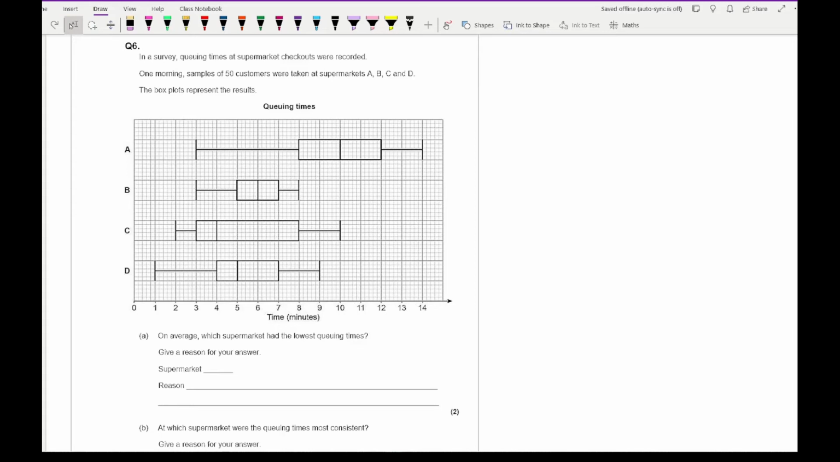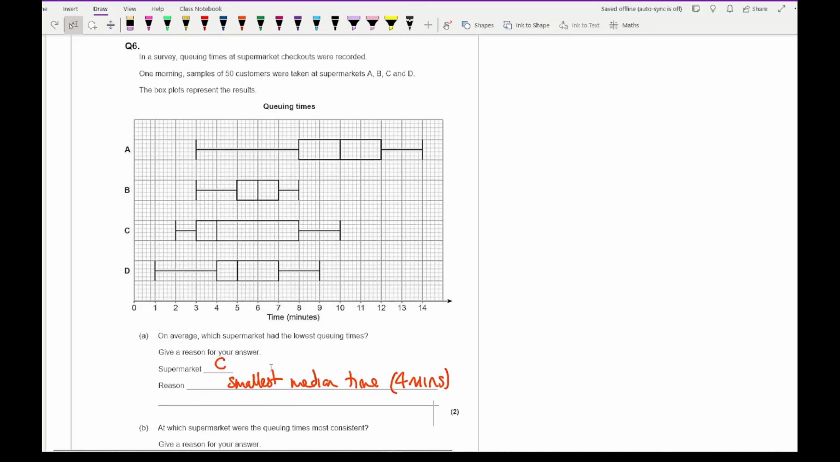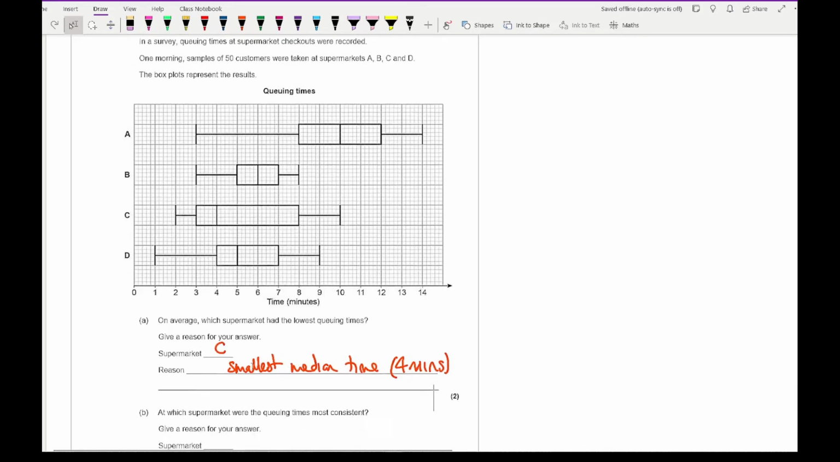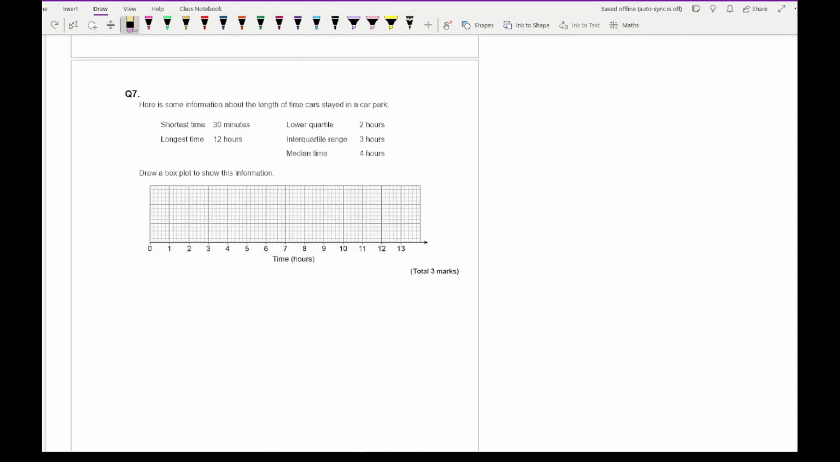And that is going to be C, and the reason for that is because it has the smallest median time. And again, you could quote it as being 4 minutes. Then the question says, at which supermarket were queuing times more consistent? So you're looking for which one has the smallest interquartile range, which is otherwise the smallest box, and that's going to be option B. And the reason for that is because it has the smallest IQR, in other words, the smallest box.